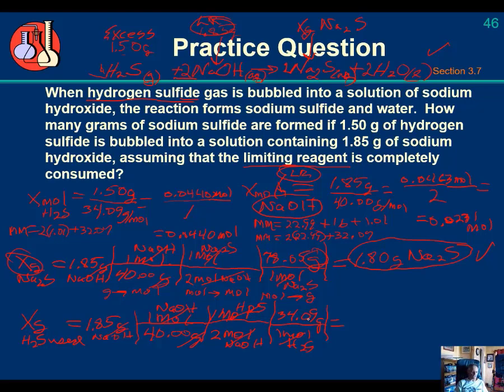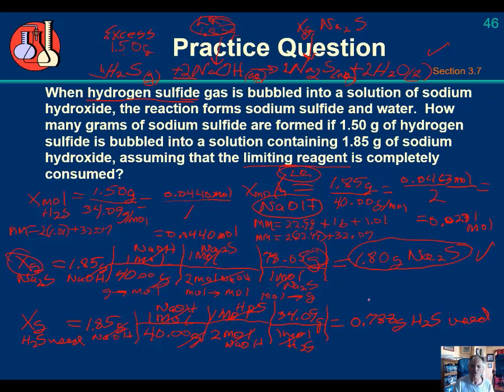So that becomes 1.85 divided by 40 divided by 2 times 34.09. And I plug that straight into my calculator. I'm not doing any smaller conversions. And so that gives me 0.788 grams of H2S used in this reaction.